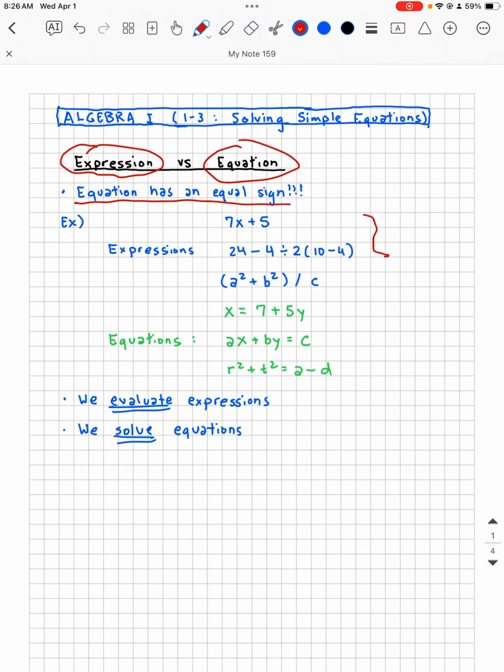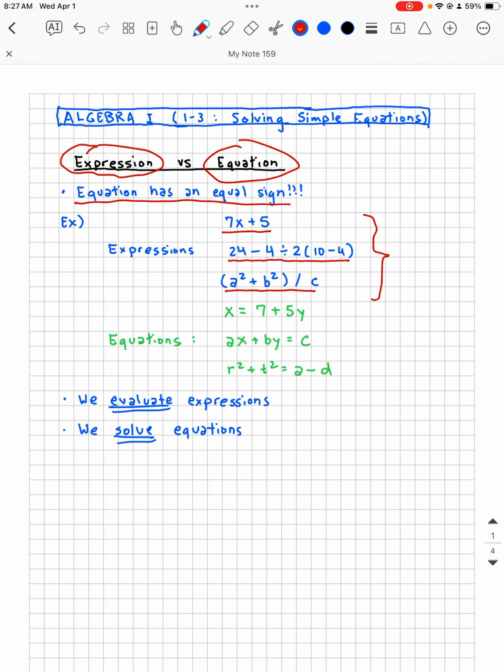So here are some examples of some expressions that we've run into so far. So 7x plus 5. 24 minus 4 divided by 2 times 10 minus 4. And then we have a squared plus b squared, all divided by c in the parentheses. So note there are no equal signs, so those are expressions.